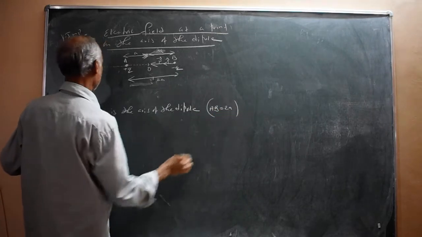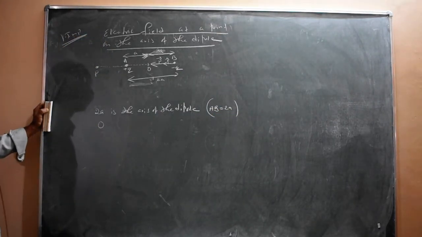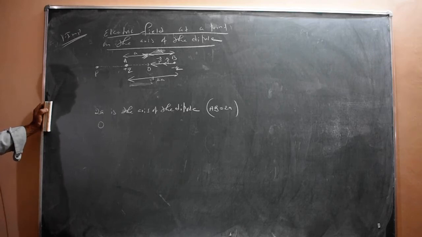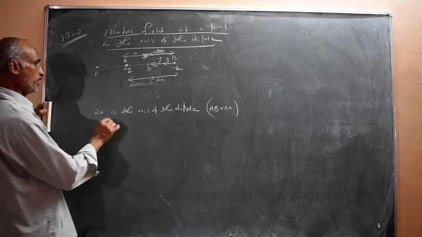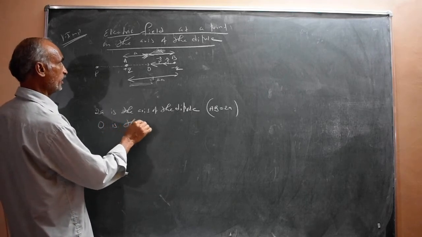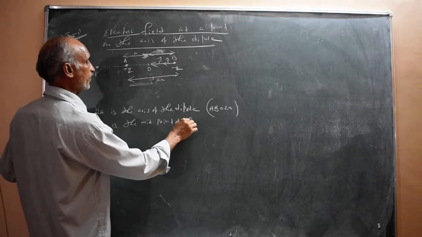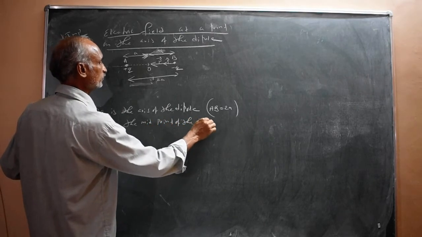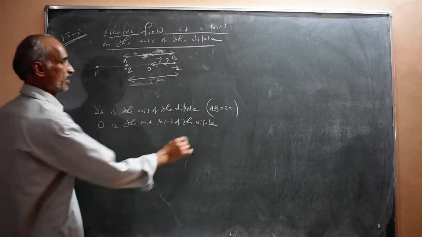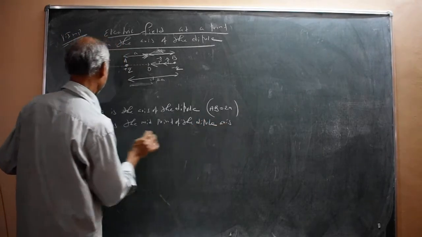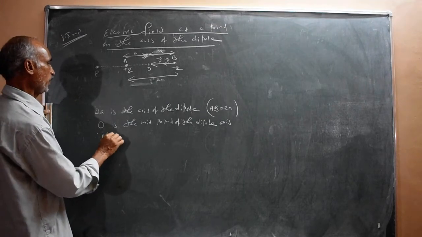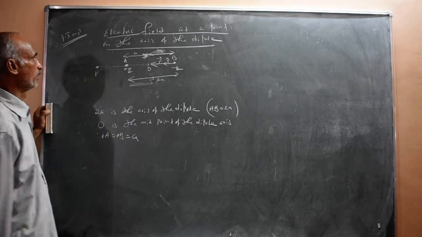Okay. O is the midpoint of the dipole. Plus Q is at the point A, minus Q is at the point B. Therefore, AB is equal to the axis of the dipole, that is equal to 2a. O is the midpoint of the dipole axis. Therefore, OA is equal to OB, both are equal to a.